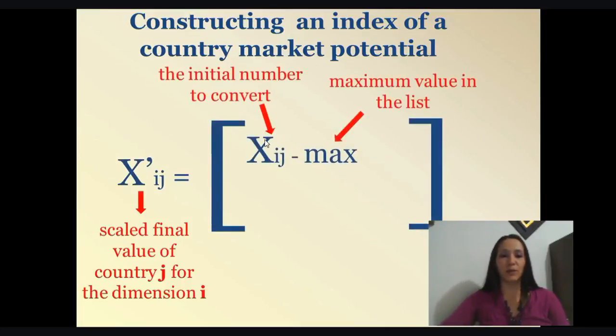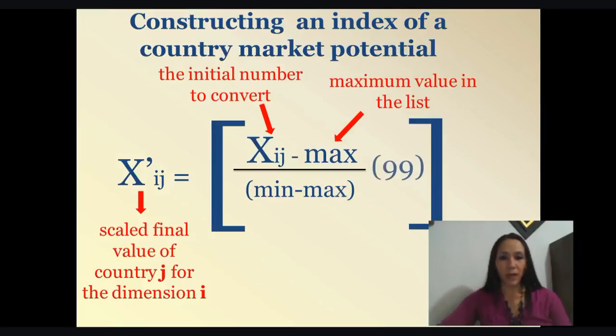So in the first part, we have the element that we are going to transform, that is the one belonging to the country. But now we don't have the minimum, we are going to have the maximum instead. Then we are going to have not the range, but the minimum number from those numbers from the 10 countries minus the maximum. And finally we are going to multiply that information by 99 plus 1.